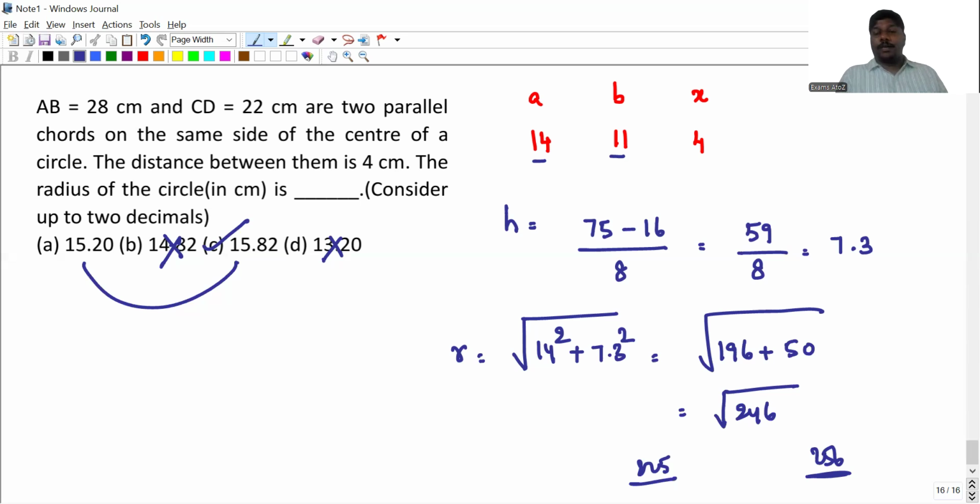If instead we had got under root of 230 or 232, it would be close to 225, so we would have taken 15.2. Okay, and what is the formula again that we have used? A square minus b square minus x square by 2x.